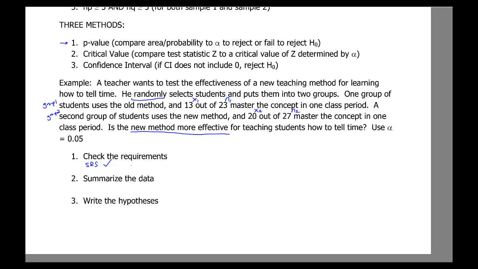Second requirement is that we have to be working with x out of n, and we are, so that one's check. And the second one, we need to check all of our n times p and n times q.